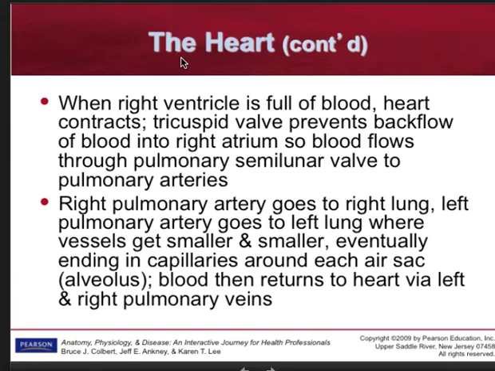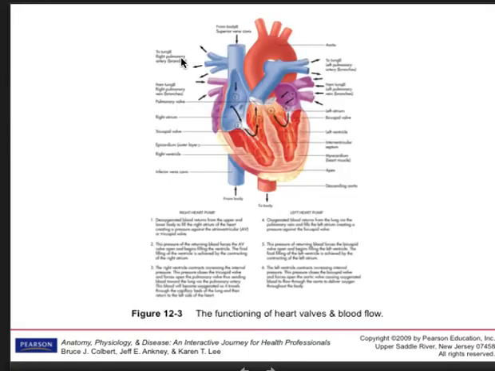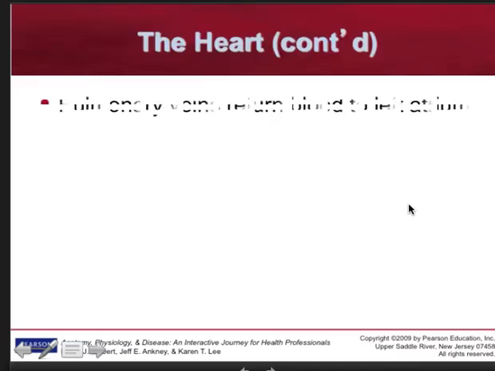Blood then returns to the heart through the left and right pulmonary veins, at which point it's picked up oxygen and it's ready now to be pumped by the left side of the heart to the rest of the body. And this is just showing you the functioning heart and the valves that allow this one-way flow of blood through it in order to supply the entire body.